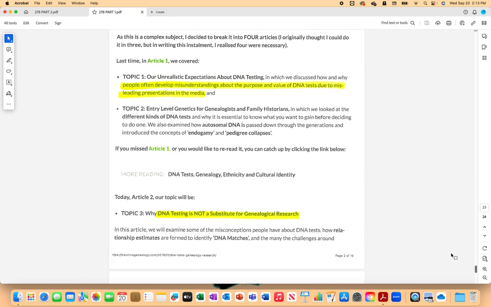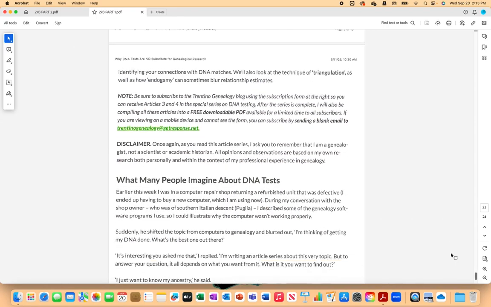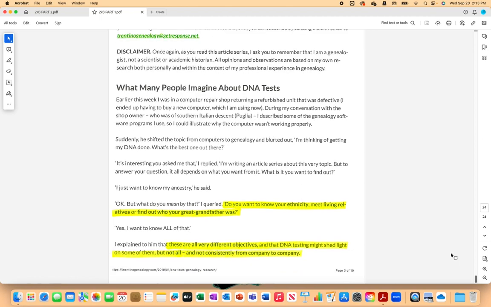DNA testing is not a substitute for genealogical research. Do you want to know your ethnicity, meet living relatives, or find out who your great-grandfather was? These are all very different objectives, and DNA testing might shed light on some of them, but not all, and not consistently from company to company.